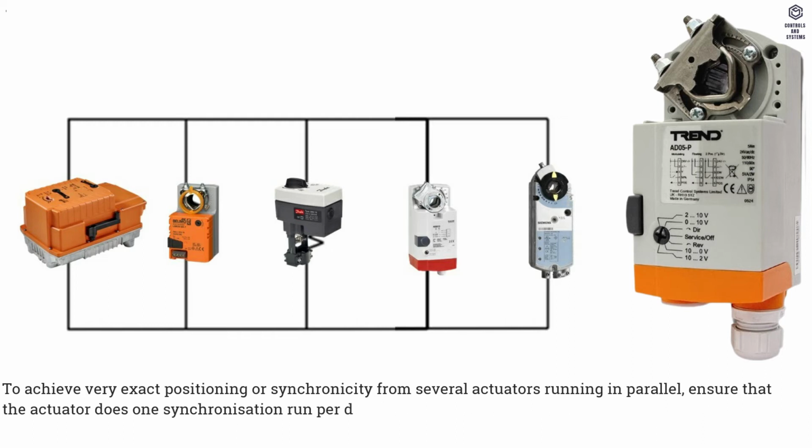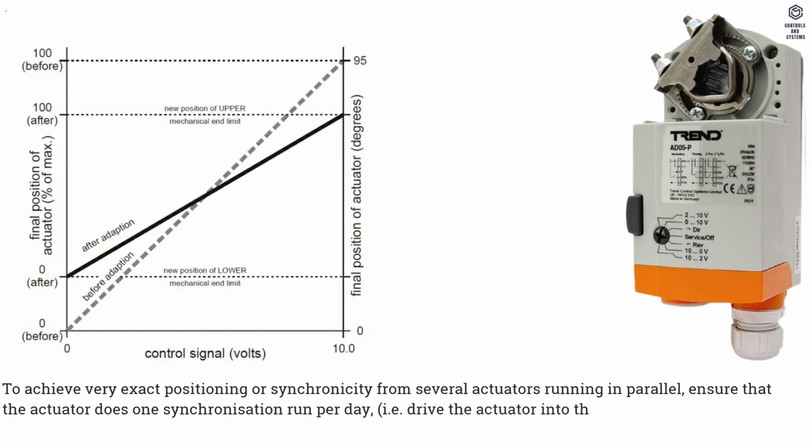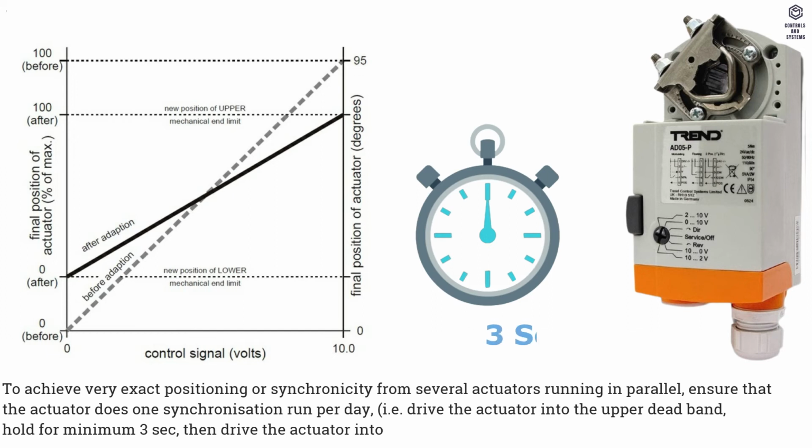Accuracy. To achieve very exact positioning or synchronicity from several actuators running in parallel, ensure that the actuator does 1 synchronization run per day. That is, drive the actuator into the upper deadband, hold for minimum 3 seconds, then drive the actuator into the lower deadband, and then hold for minimum 3 seconds.